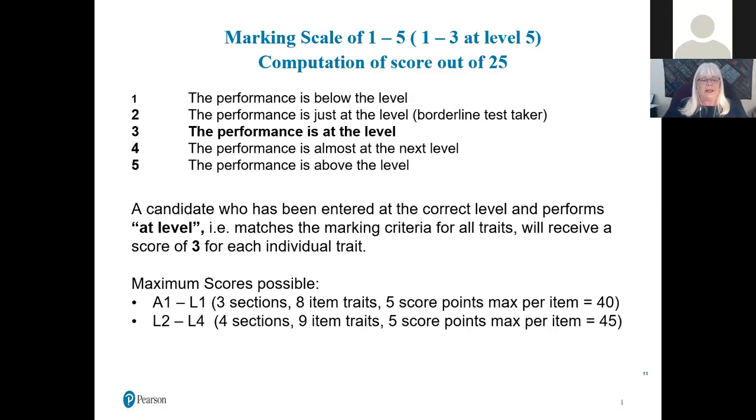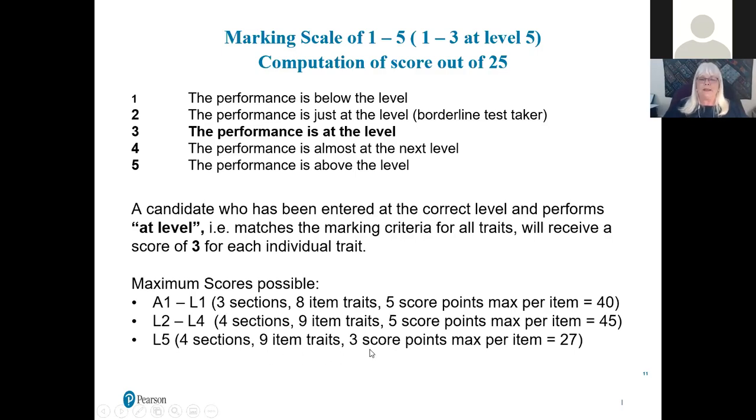At level 2 and level 4, there are 4 sections, 4 tasks. This gives a total of 9 item traits. At 5 points, that gives a total of 45. And at level 5, again, 4 sections, 4 tasks, 9 item traits, but only 3 score points, because at level 5, the maximum anyone can score is 3 per item trait, as there's no level above 5, so we can't give a score of 4 or 5 at level 5.